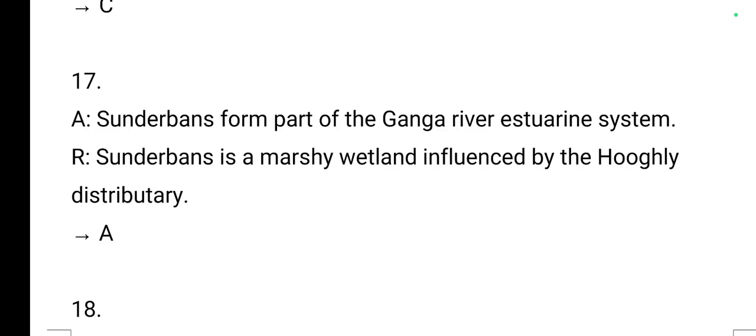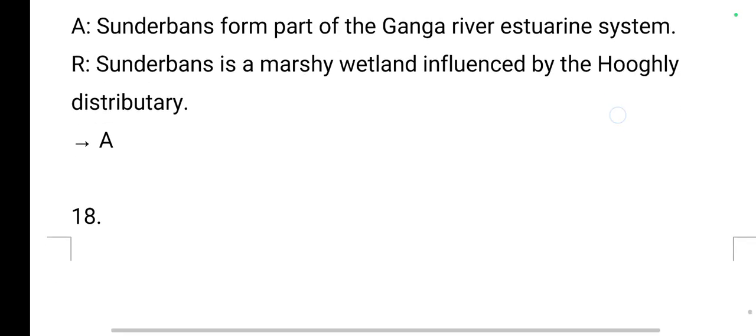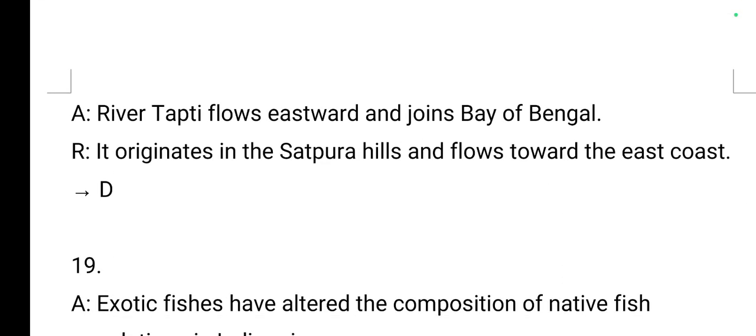Sundarbans form part of the Ganga River estuarine system. Sundarban is marshy wetland influenced by the Hooghly distributary. So the answer will be A. Next question. River Tapti flows eastward and joins Bay of Bengal. Then the reason will be it originates in the Satpura hills and flows towards the east coast. So the answer will be D.